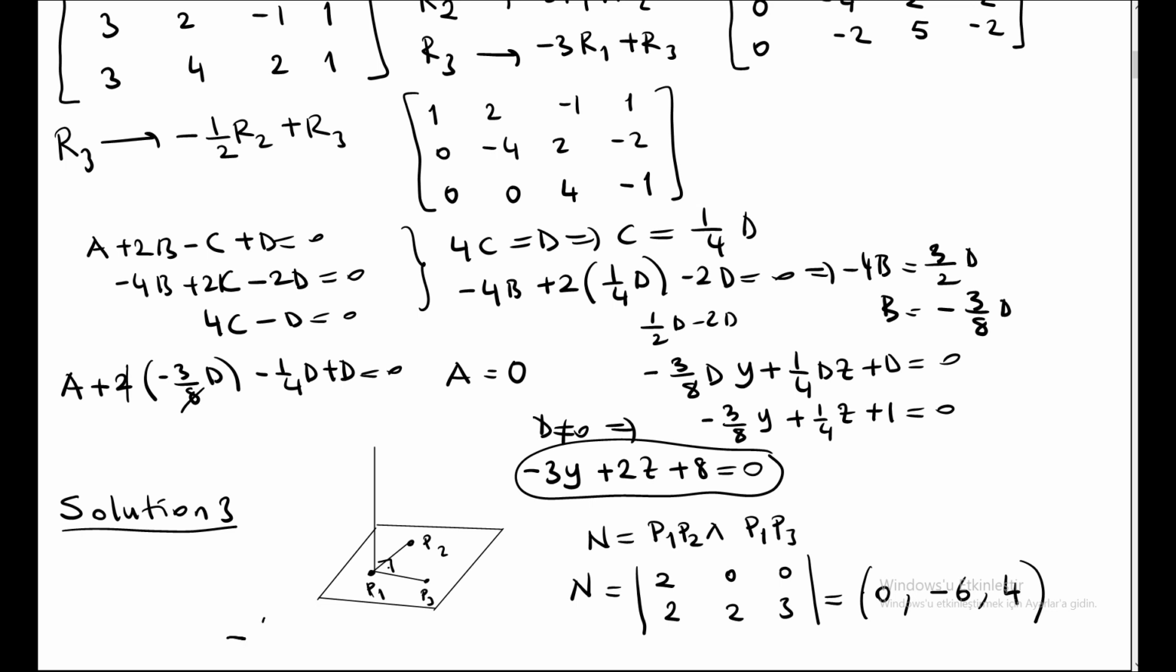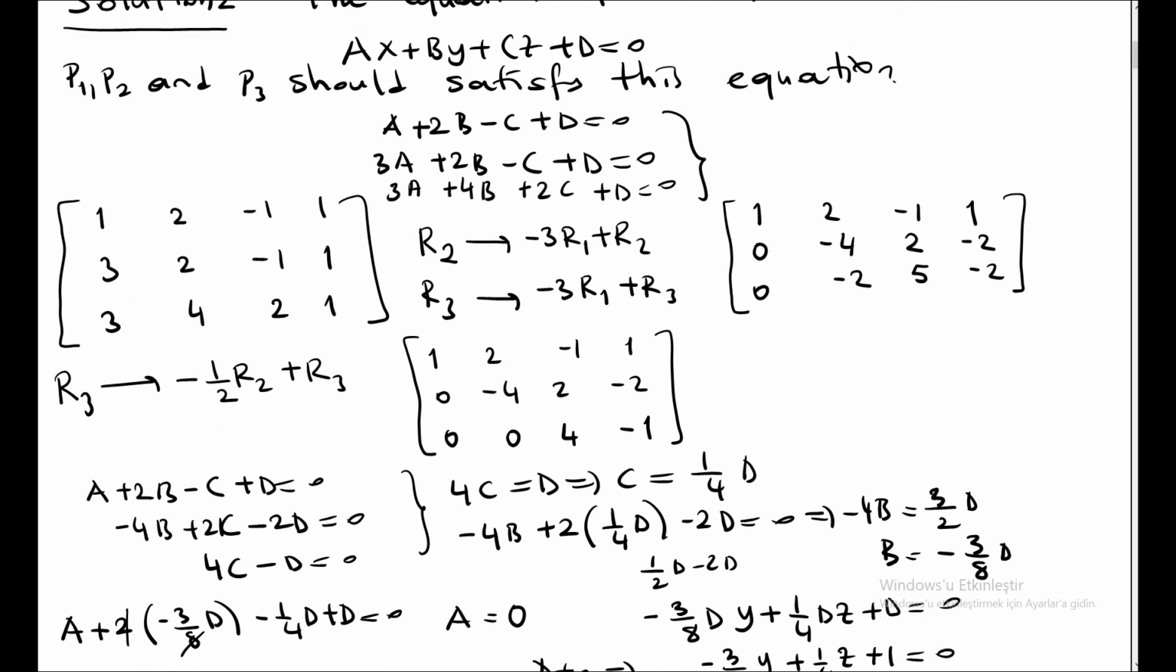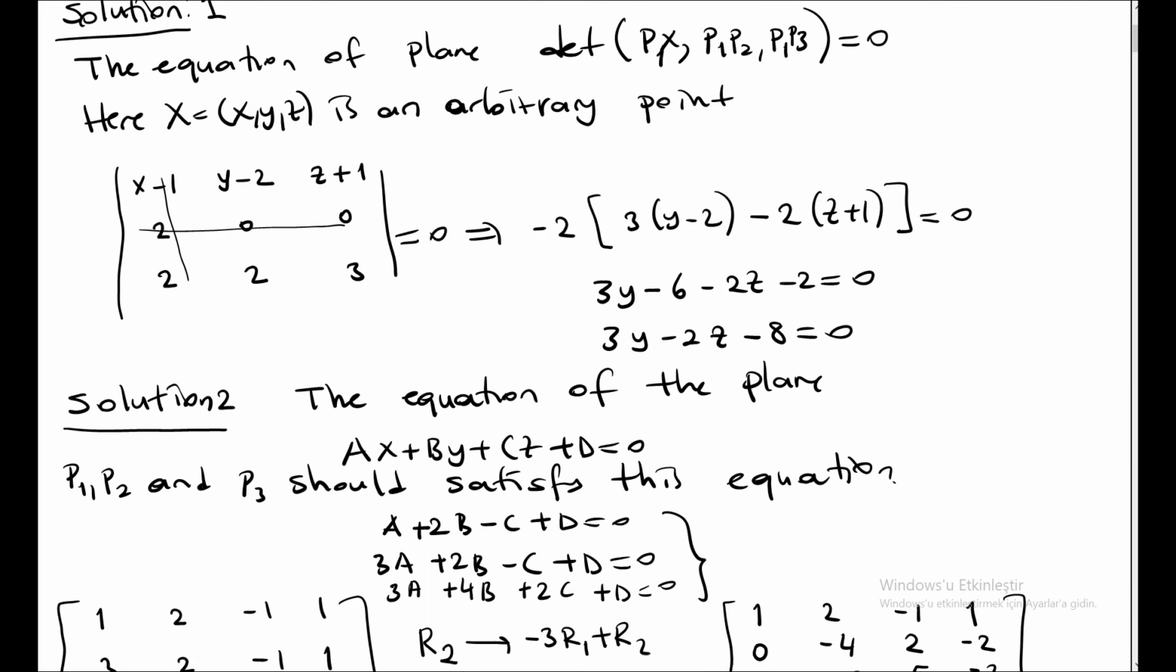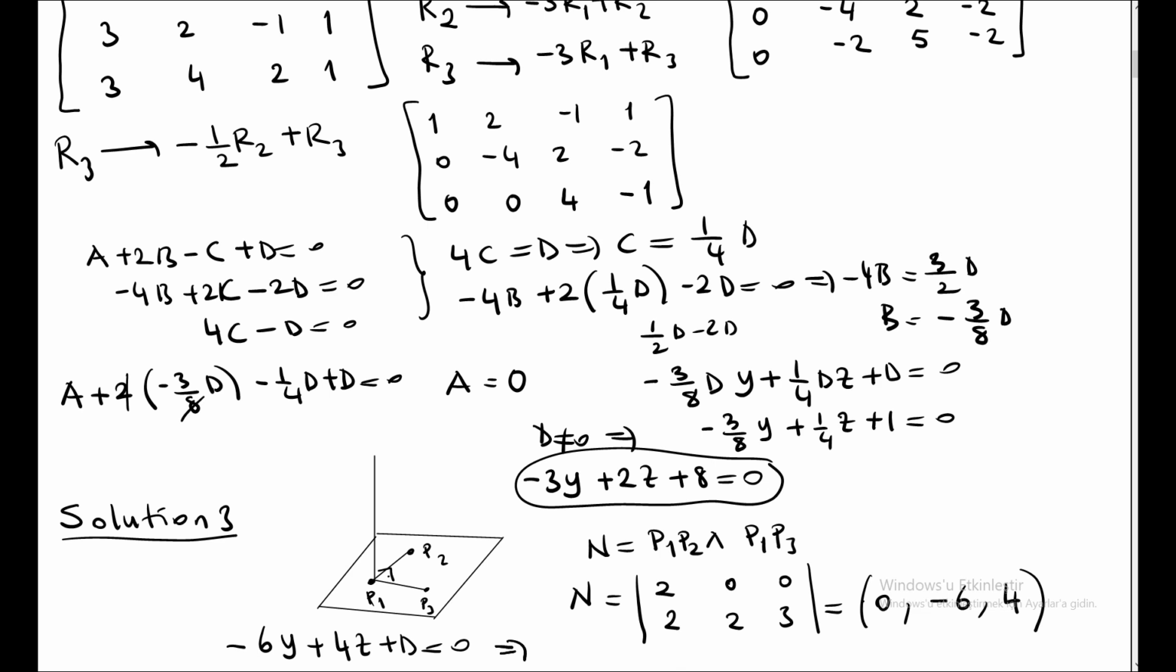So it means our plane is this: negative 6 times y, 4 times z, plus d equals 0. Because our plane is passing through these 3 points, I can choose one of them to put into this equation. So let's choose the first one, which is 1, 2, negative 1. If you put 1, 2, negative 1, this one will be 12, 4 plus d equals 0. So you have d as 16.